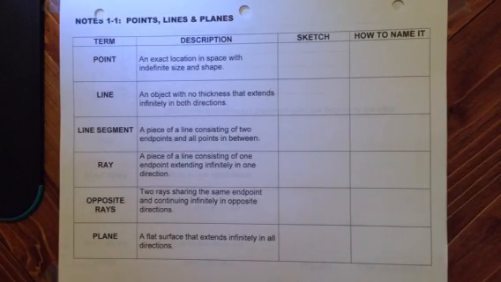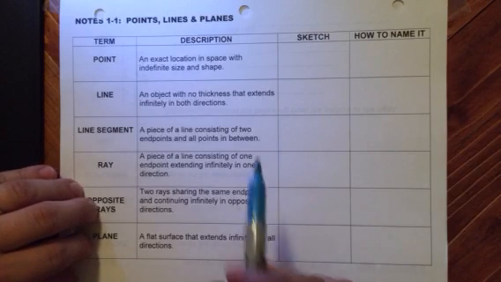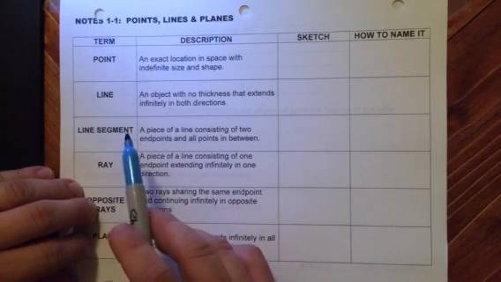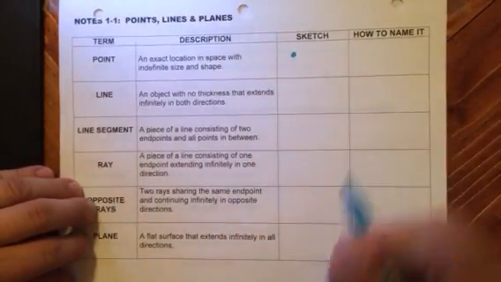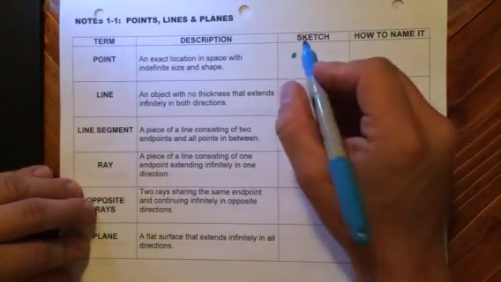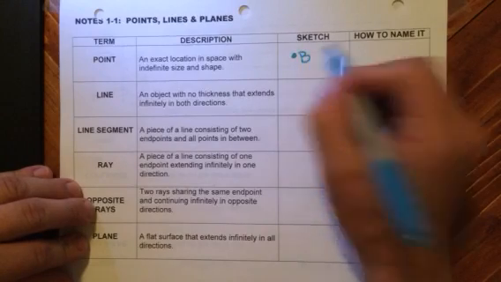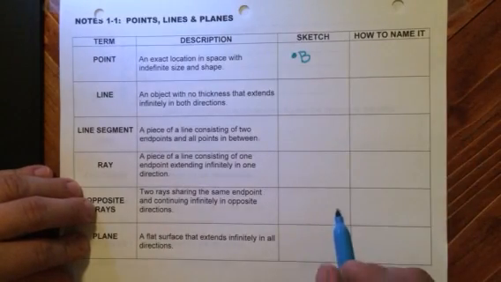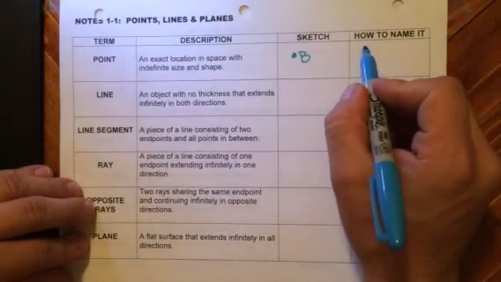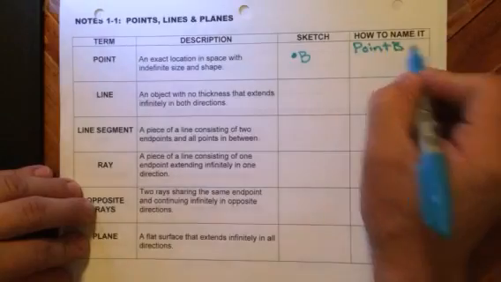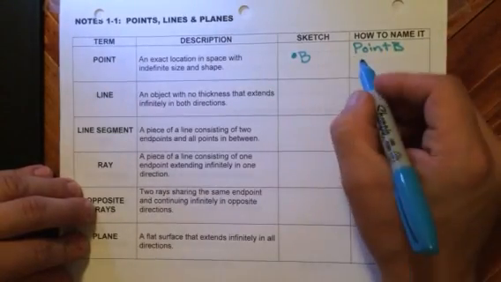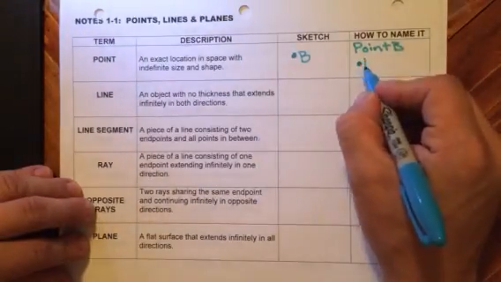Today we will be talking about points, lines, and planes. Starting off at the top, a point is an exact location in space with indefinite size and shape. Whenever we represent a point, we always just put a little dot, and we're going to call this point B. Notice we always put a capital letter next to it, and that's how we name it. So to name it, we would call that point B, or since mathematicians are lazy, you'll often see them just denote it point B.